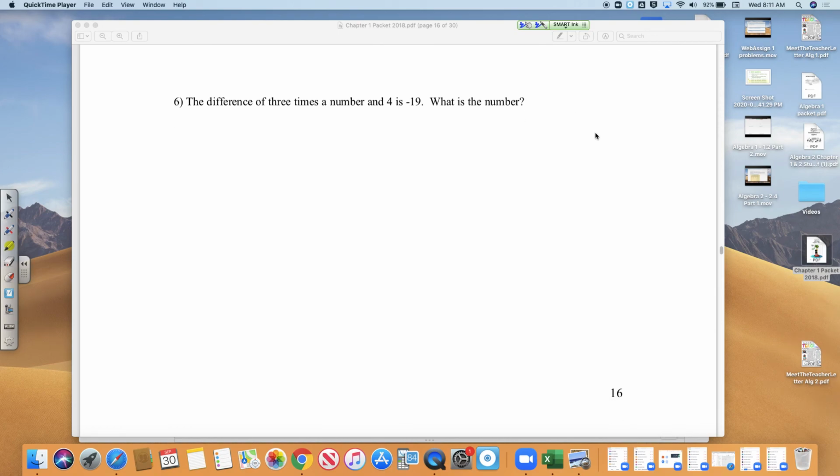All right, let's go over the last one together. The difference. Difference means subtract. So the difference of 3 times a number and 4. So 3 times a number, I'm just going to use x for that number, 3x and 4. So 3x minus 4 is equal to negative 19. What is the number? So when I'm creating these equations, you're basically just taking the word phrases that we learned a couple of weeks ago and creating them into an equation or an algebraic expression.